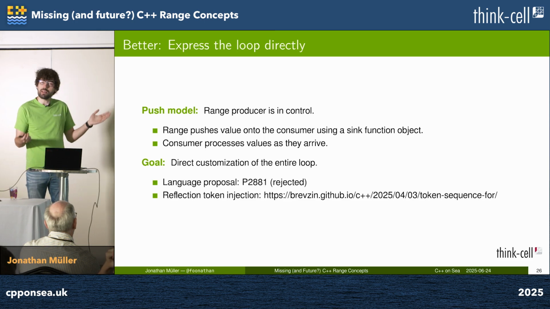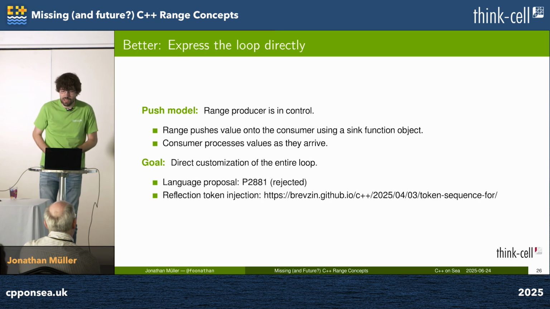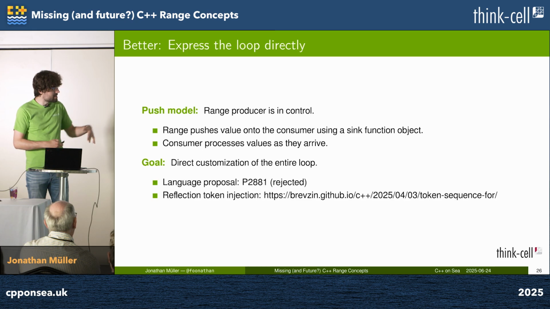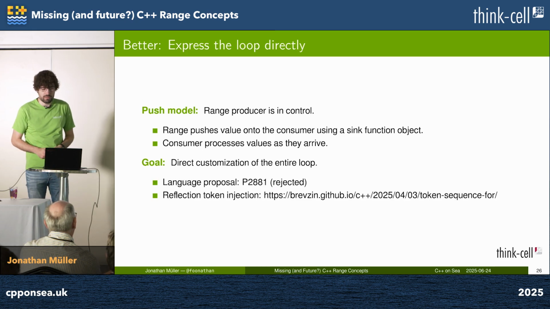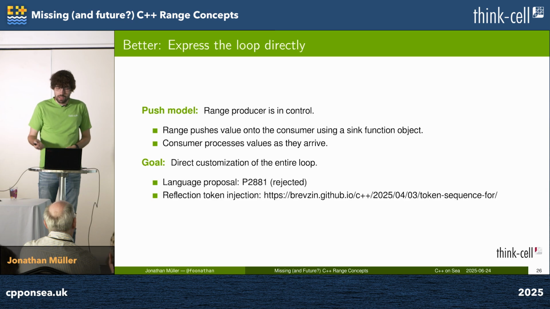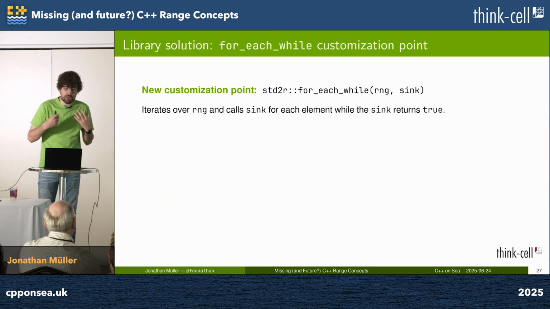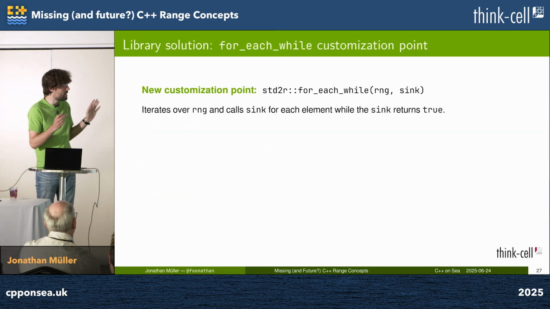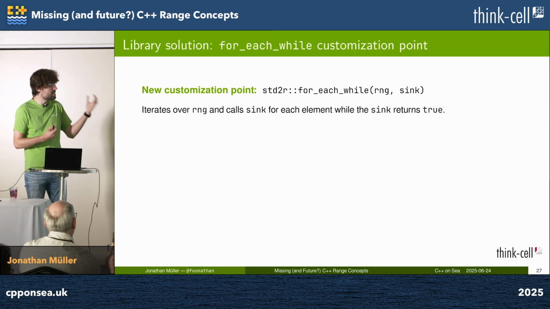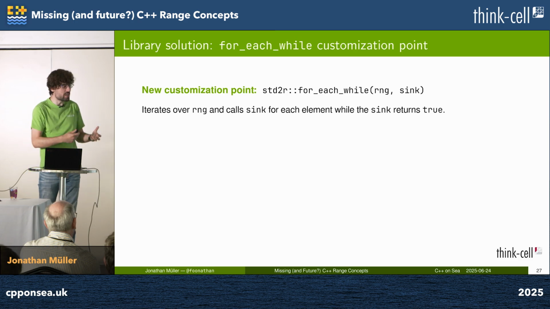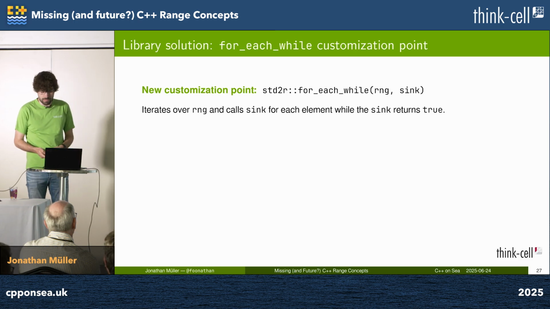So the nice thing about C++ is you don't really need language features. You can just build them with other language features. But this is still in the future. This relies on token injection, which isn't even part of C++26 yet. So for this, we have a pure library solution. Essentially, it's something like a for_each_while customization point. This takes a range and a sink, and it iterates over the range and calls the sink for each element as long as the sink returns true.